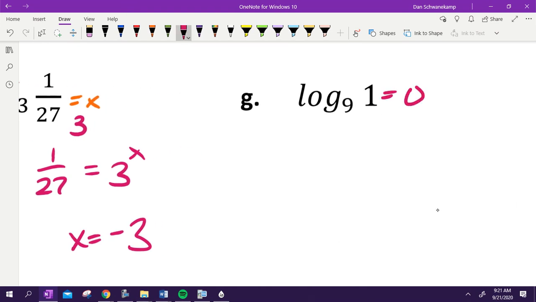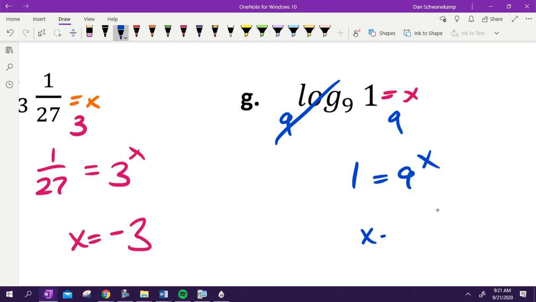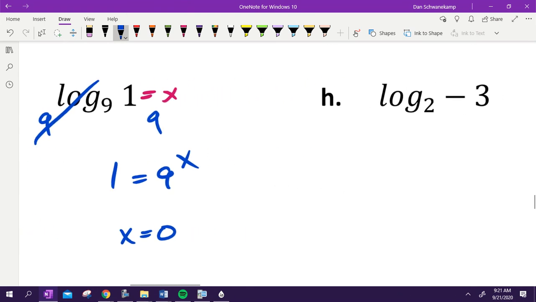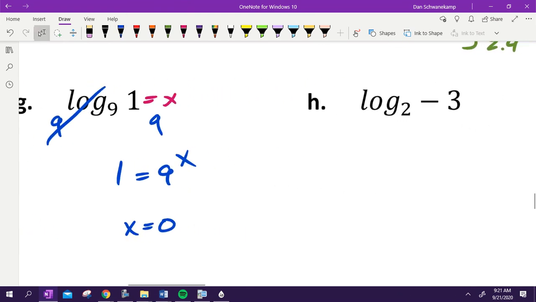Okay, letter G, same thing. We set it equal to x. We raise both sides to be a base of 9. 9 to what power is going to get me 1? 0. Anything to the 0 power is going to get me 1. That is a math fact you need to know. Try letter H. See what you get.